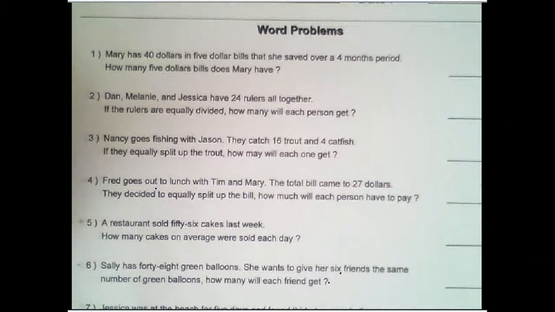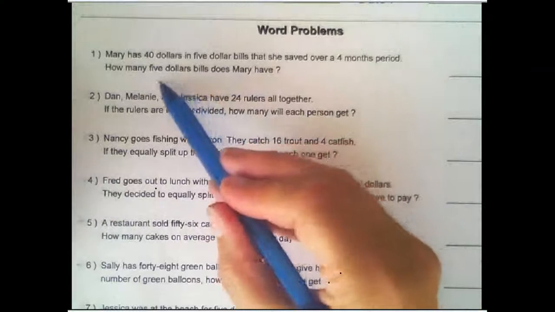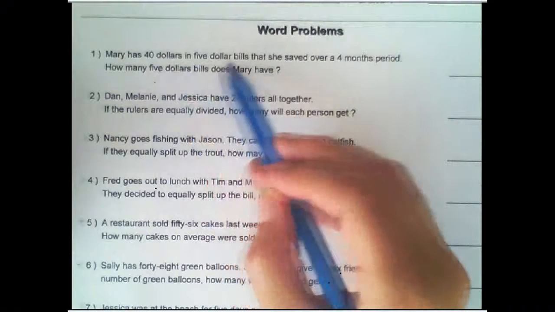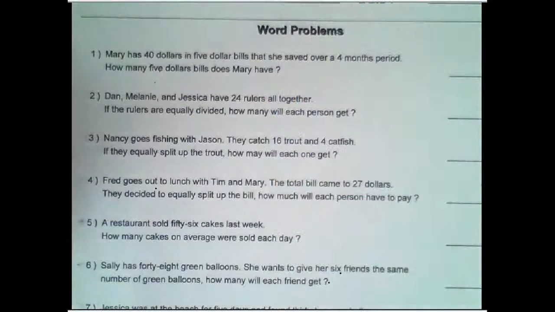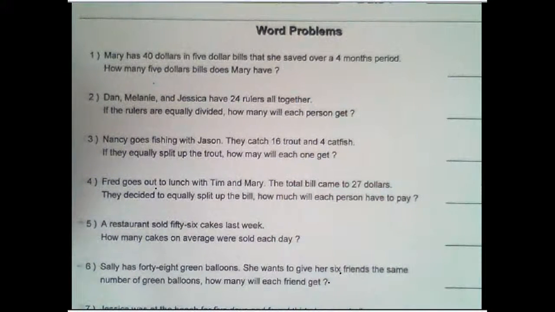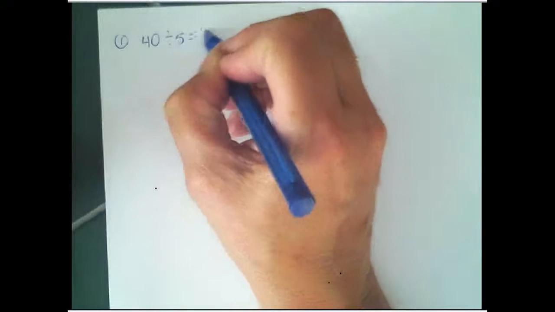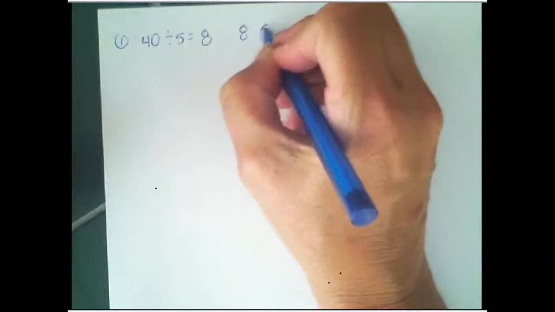So let's look at the first one. Mary has $40 in $5 bills that she saved over a 4-month period. How many $5 bills does Mary have? Here we're looking to figure out what the question is asking. All it cares about is how many $5 bills she has. She has $40 in $5 bills. We don't care that it was over 4 months. We just want to know how many $5 bills it takes to make $40. So we are going to be dividing: how many $5 are there in 40, or 40 divided by 5, is 8. So she has 8 $5 bills.